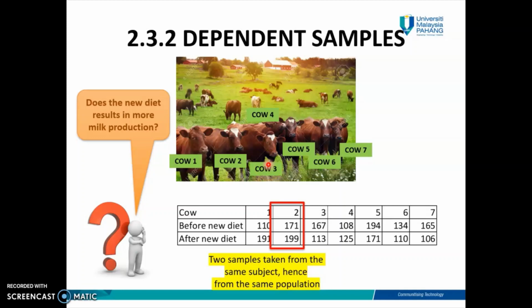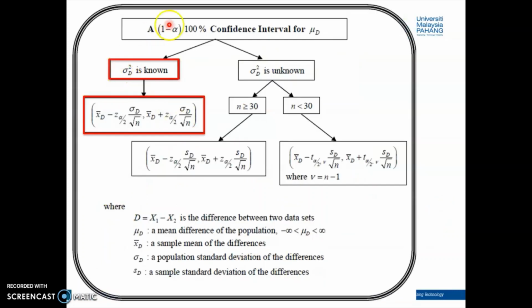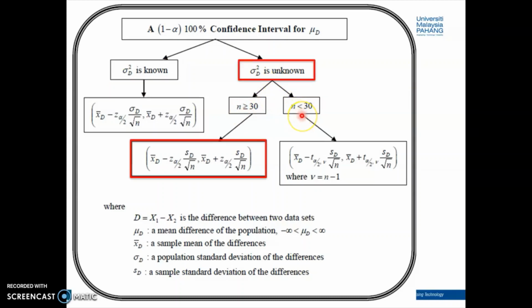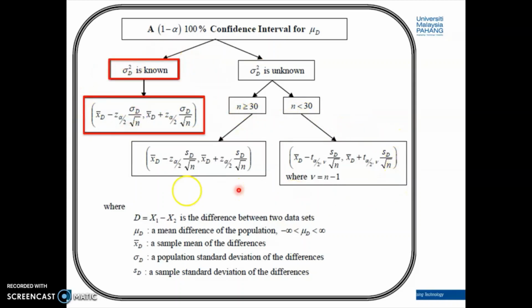Now let's take a look at the 3 formulas that you can use to estimate the differences between the means for the case of dependent samples. There are 3 different formulas. One is for the condition where sigma square d is known, and 2 formulas for the condition where sigma square d is unknown, for the case of sample size greater than 30 and for the case of sample size smaller than 30. If you look at all these 3 formulas, you can see that they are very much similar to the ones that you learned in chapter 2.2.